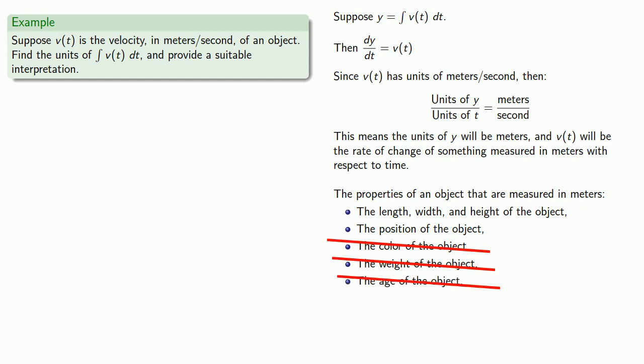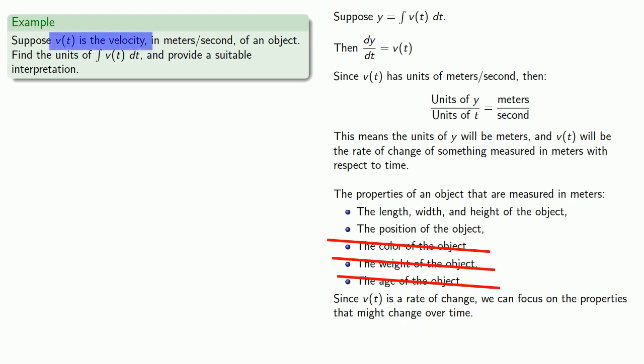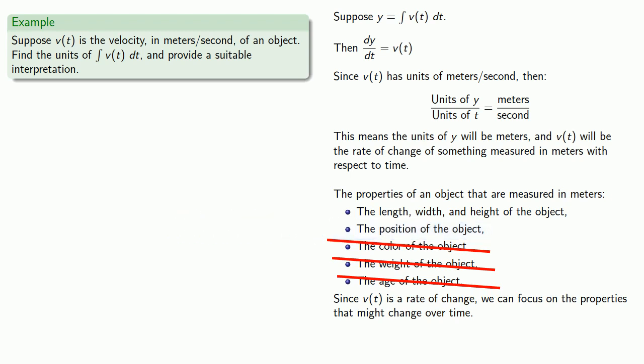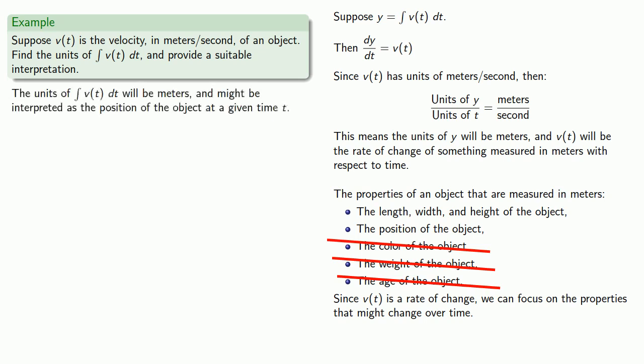Now the other thing to keep in mind is that since v of t is a rate of change, we can focus on the properties that might change over time. And since v of t is the velocity of an object, then the thing that could change with respect to time is the position of the object. And so we might conclude that the units of the antiderivative will be meters, and this antiderivative itself might be interpreted as the position of the object at a given time t.